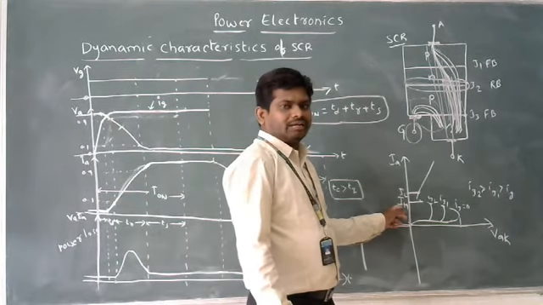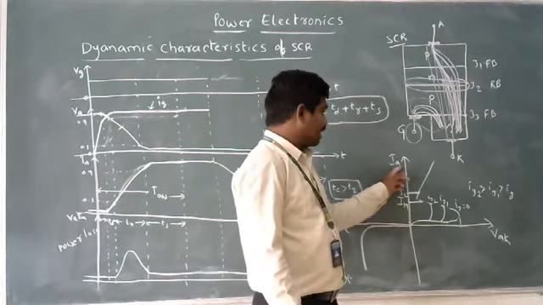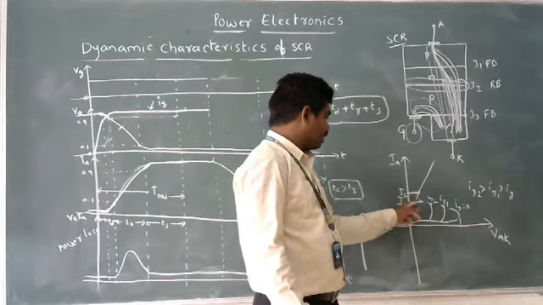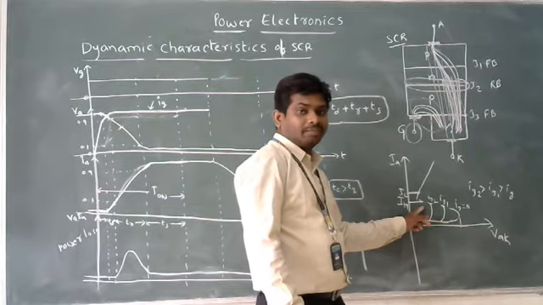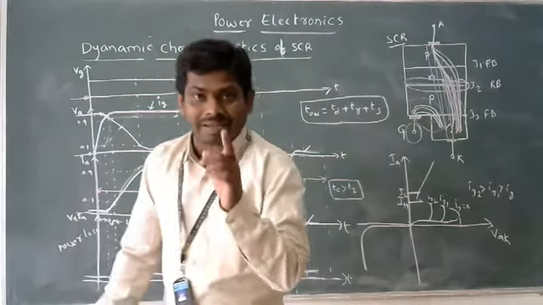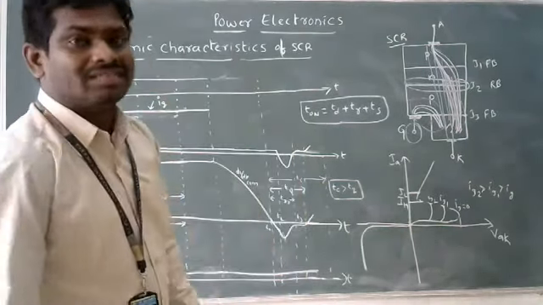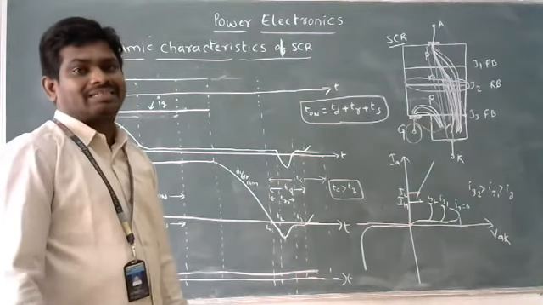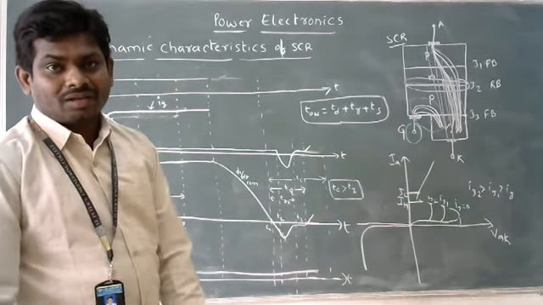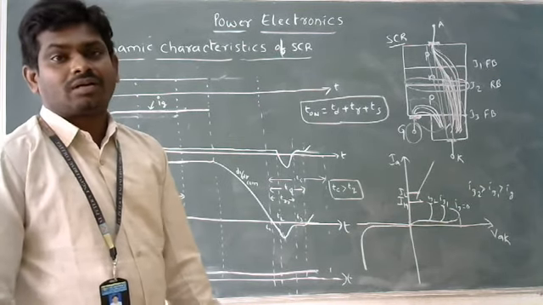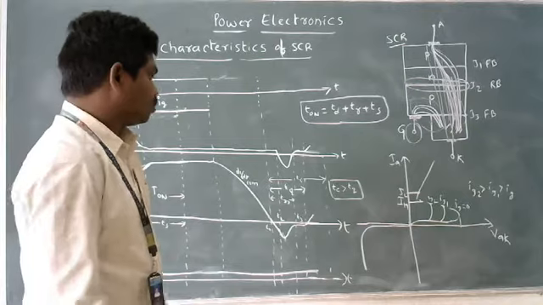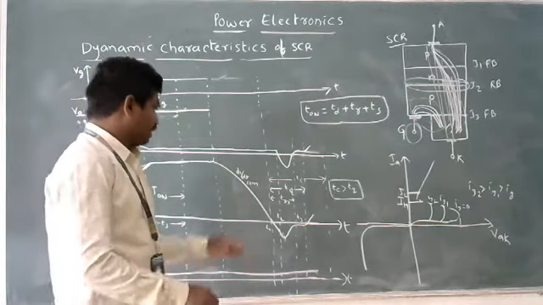Whenever we are able to reduce this anode current to less than the holding current value, the SCR automatically comes back to the forward blocking state. Hence the SCR acts as an off-state switch. It doesn't allow current to flow through the device. That is what we are going to see right now.